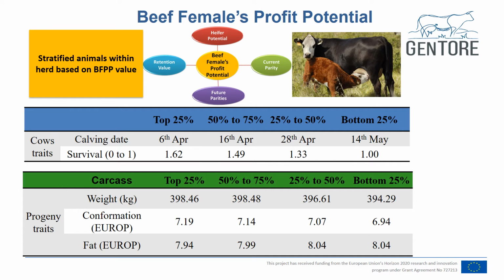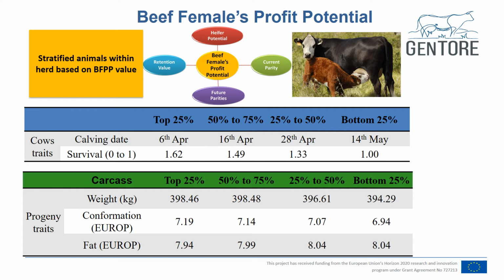In beef, we developed something on the same principles, slightly different. I'm not going to go through the details, but again, looking at the validation within herd, where we would have ranked the animals on the top 25% for this culling index versus the bottom 25% for this culling index. From a fertility perspective on the cow itself, these higher or superior animals calved earlier, but also, this is the odds ratio, they had 1.6 times greater odds of surviving to the next lactation compared to the animals in the bottom 25%.